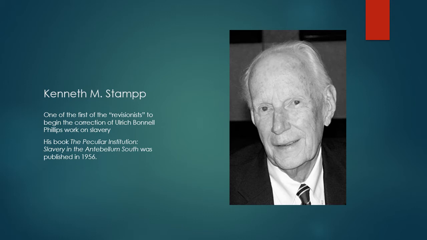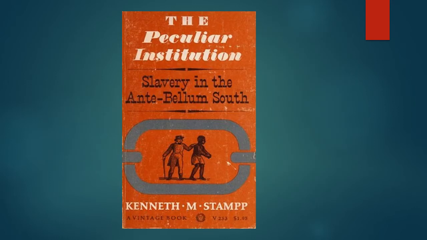Now, some of the earliest revisionist work was done by Kenneth Stampp. His book, The Peculiar Institution: Slavery in the Antebellum South, was published in 1956. This is the cover of that book. Notice the outrageous price of this book in 1956, $1.95.